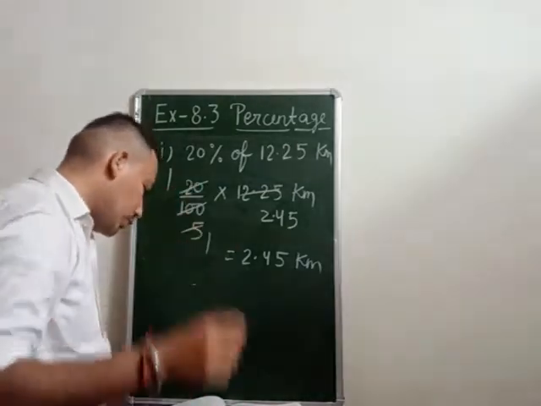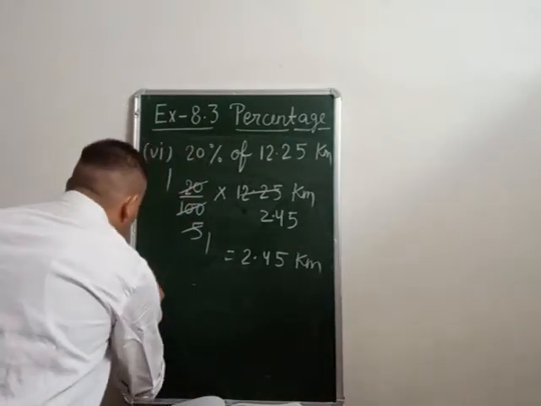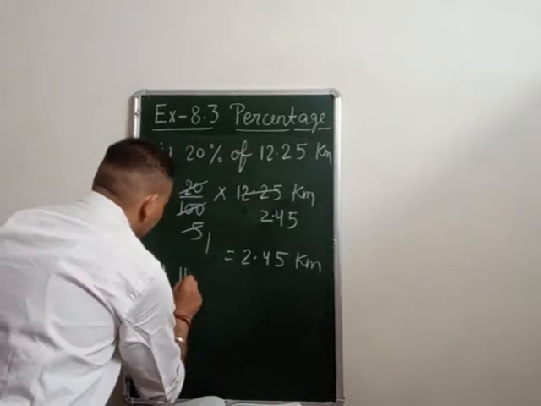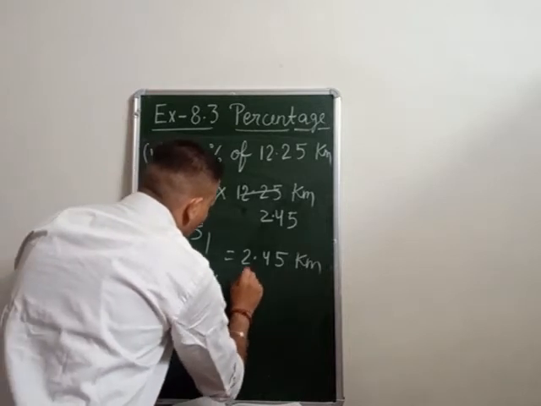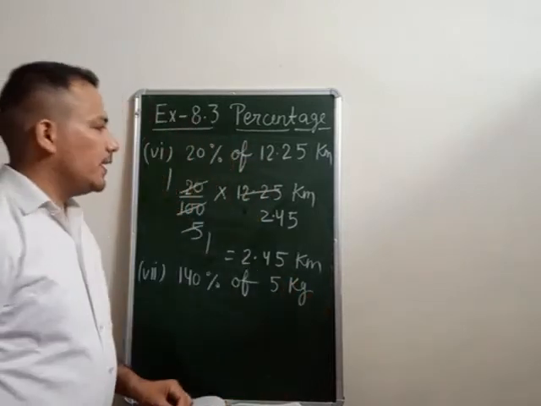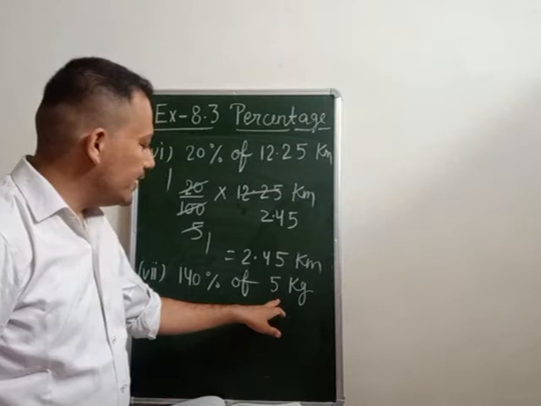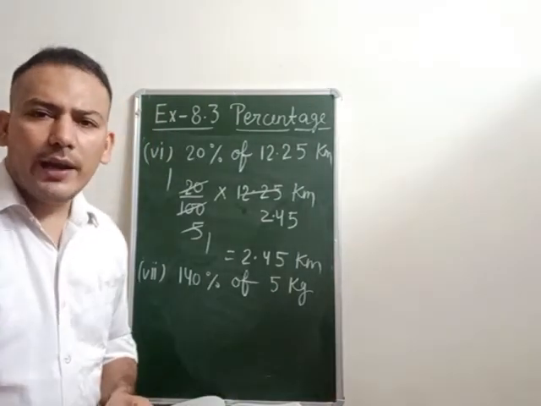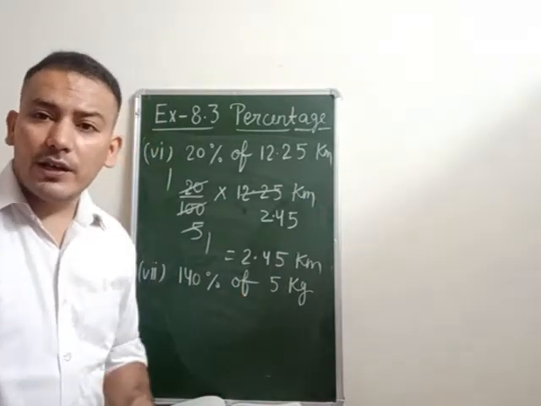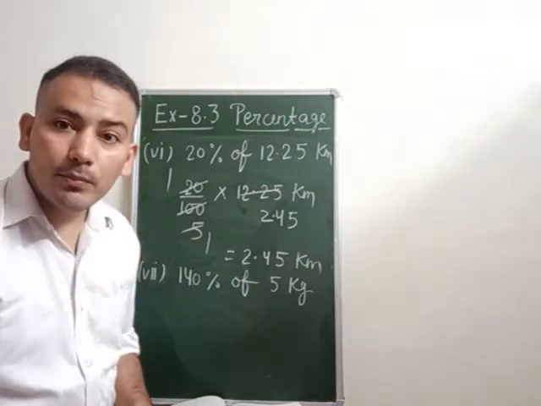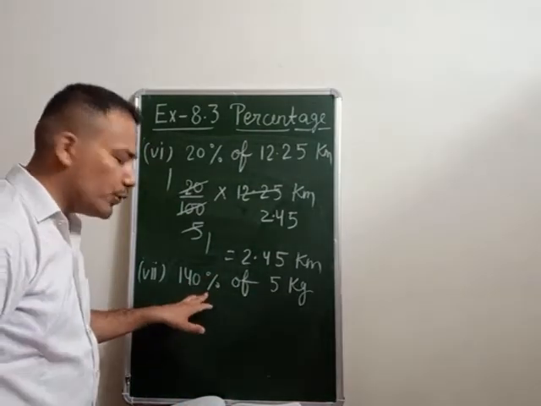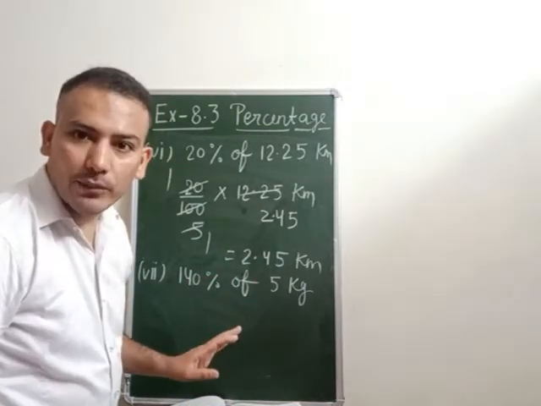Okay. Now see one more question. Question number 7: 140% of 5 kg. Now there is a problem that a unit, 5 kg, is also here. So can we convert it into another unit? We can also convert it. In which unit? Kilogram, we can convert it into gram. But wait. First we are going to solve it as it is given in the question. Okay, now see.